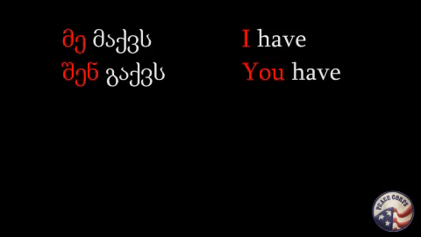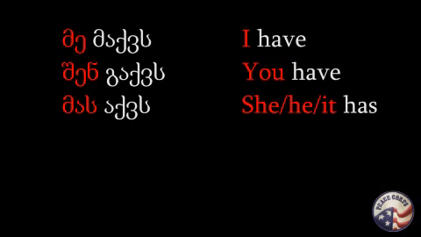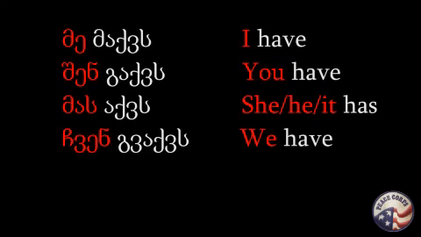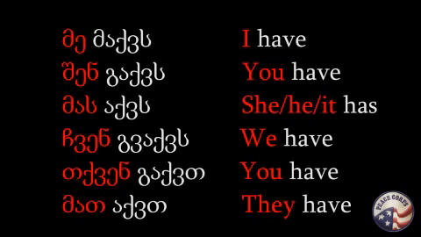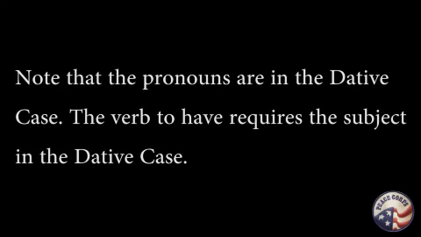Now let's sum up what we have just learned. Me makus, shen gakus, mas akus. Chven gvakus, tkven gakut, mat akut. Note that the pronouns are in the dative case. The verb to have requires the subject in the dative case.